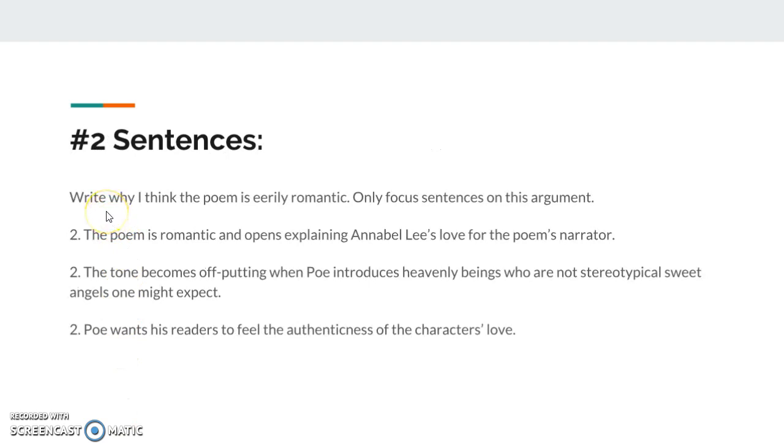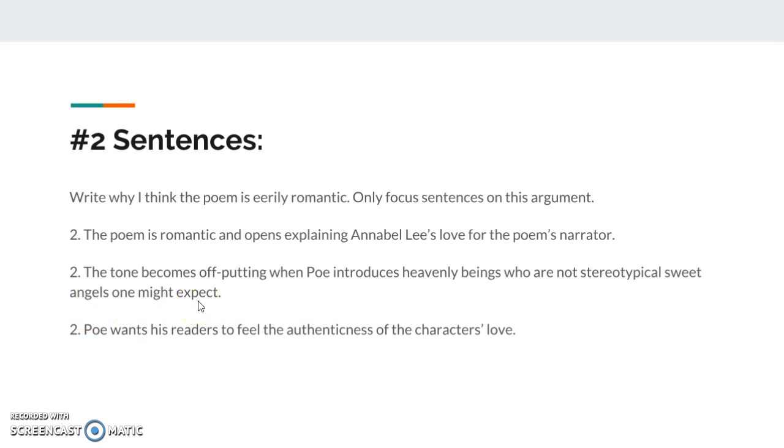So number 2 sentences. Write why I think the poem is eerily romantic. Only focus sentences on this argument alone. So here's my first number 2 sentence. The poem is romantic and opens explaining Annabelle's love for the poem's narrator. The tone becomes off-putting when Poe introduces heavenly beings who are not the stereotypical sweet angels that one might expect.